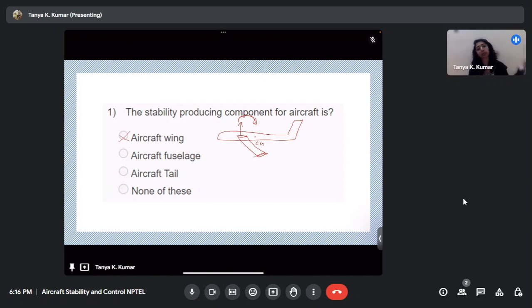What will produce a restoring moment? Some moment on this way, right? This way. So what is that? That is your tail, horizontal tail, right? So this produces a lift here, which produces a restoring moment, which counters the effects of the gust. Okay, so the correct answer is aircraft tail.